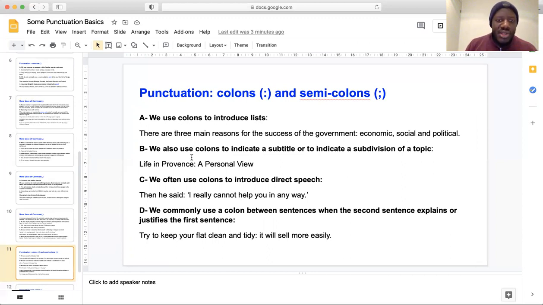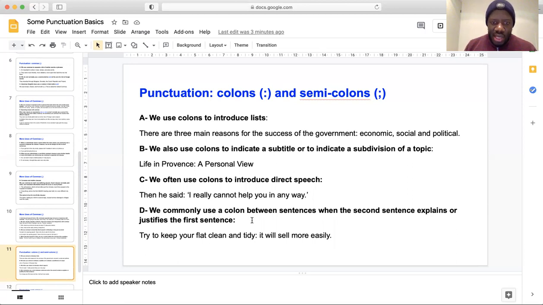Then we also use colons to indicate a subtitle or a subdivision of a topic. Life in Province: A Personal View. This is the main title, Life in Province, and then the subtitle is a personal view. We often use colons to introduce direct speech. Then he said, as we used above: I really cannot help you in any way.